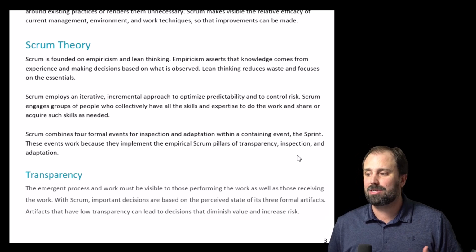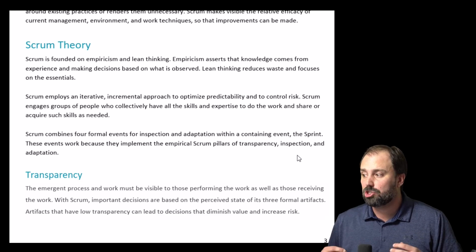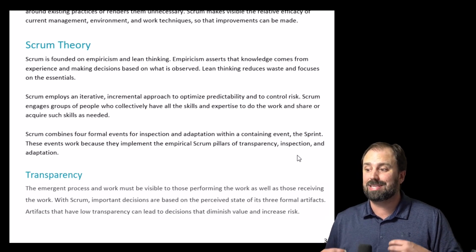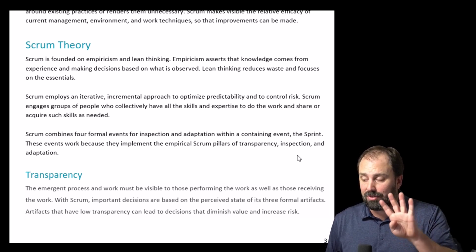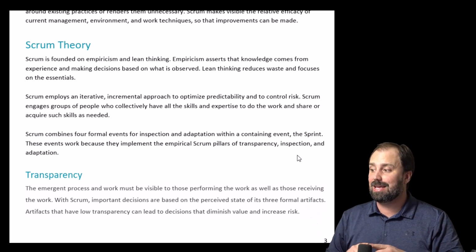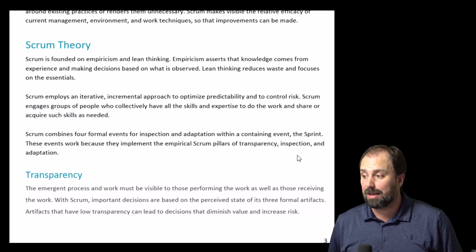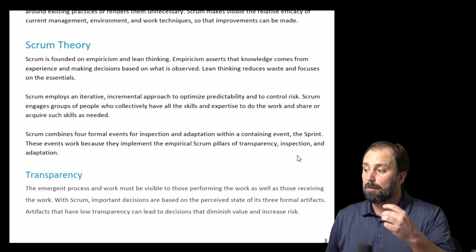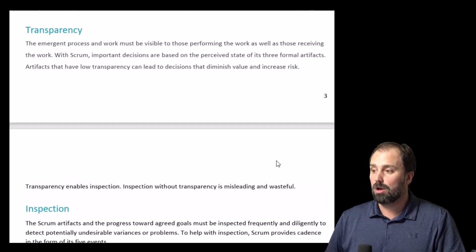Scrum engages groups of people who collectively have all the skills and experience to do the work and share or acquire such skills as needed. Scrum combines 4 formal events for inspection and adaptation within a containing event, the sprint. These events work because they implement the empirical Scrum principles of transparency, inspection, and adaptation.